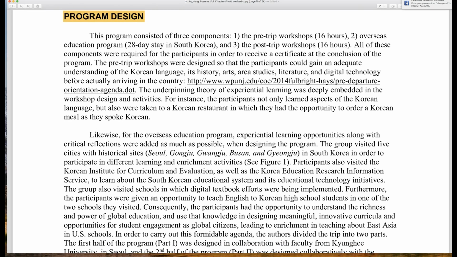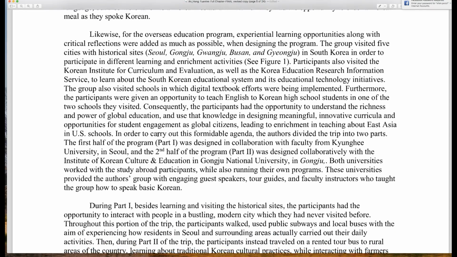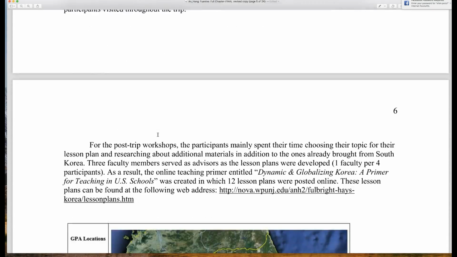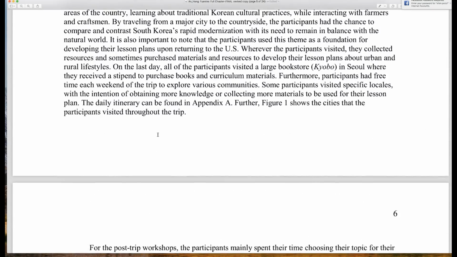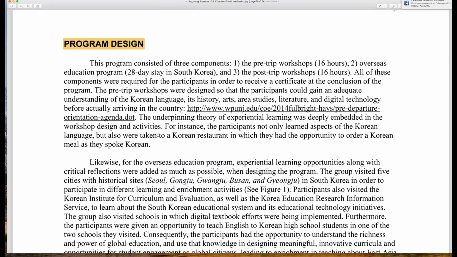So they designed it with pre-trip workshops, overseas education program, and post-trip workshops. And it lays out the stages of what they did in their study. And they obviously had planned this ahead of time. You can't just go willy-nilly into a study and then write about what you did. The program design had to be laid out ahead of time, as with the methodology.